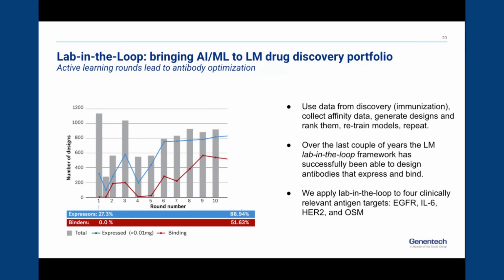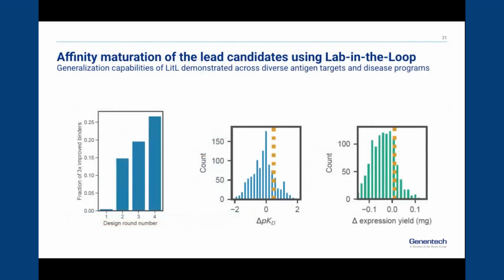And what we observed is that this framework is very successful: over time, as you're running this over and over again, you are always improving the expression, or the number of antibodies that will express. And of course, you're improving the number of antibodies that will bind, and the number of antibodies that are better than the seed. And that's exactly what I'm going to show you in the next few slides.